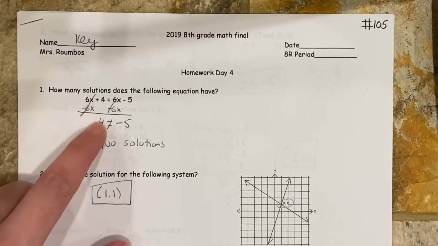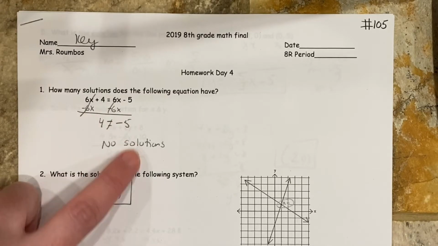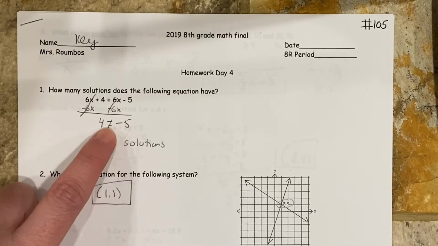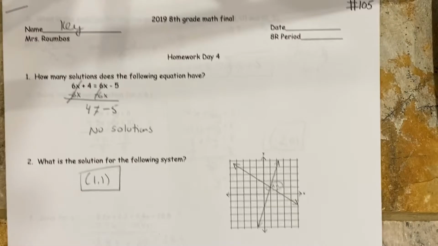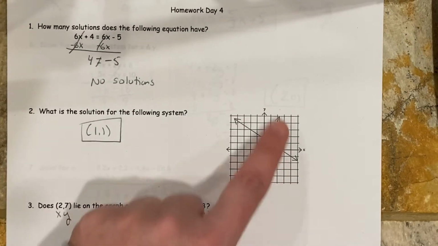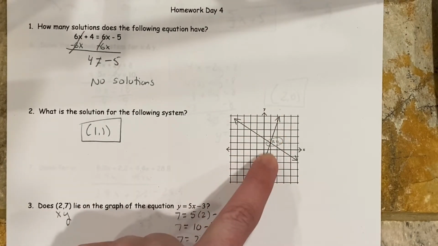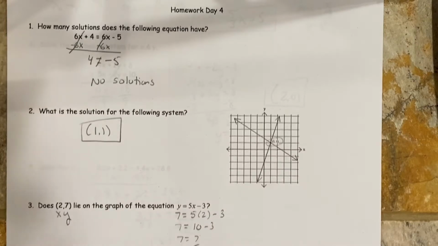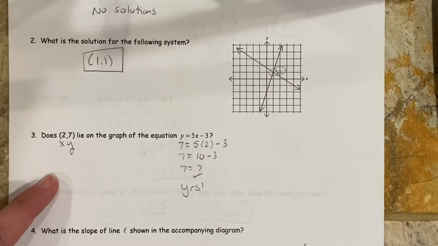All right, number 1, how many solutions? So get rid of those variables first. You're left with 4 and -5, which do not equal each other, so that is no solutions. All right, number 2, a solution is where the 2 points intersect. So that dot right there is (1, 1), and it kind of already gives you the answer right there too, if you notice.